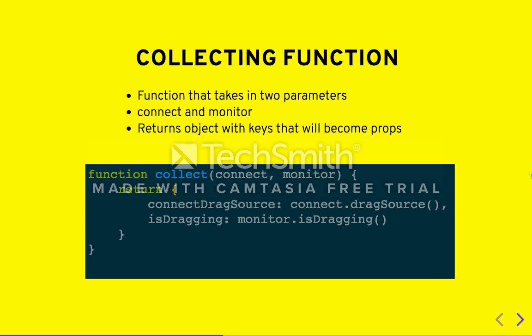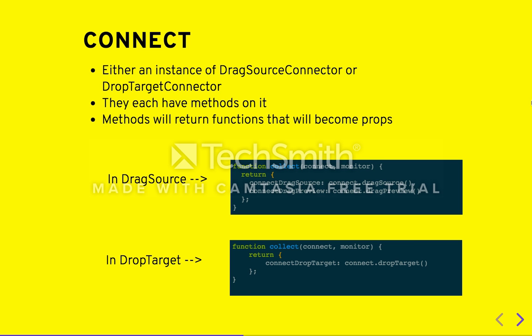Here we're going to name one connectDragSource, and we're going to call a method on the connect function, connect.dragSource. Then we have another one called isDragging, which we pull off monitor.isDragging. So what are this connect and monitor? Connect is either an instance of the drag source connector or the drop target connector. They each have their own methods that return functions that will later become props. In the drag source, connect has two available methods, connect.dragSource and connect.dragPreview. In drop target, there's only one method, called connect.dropTarget.